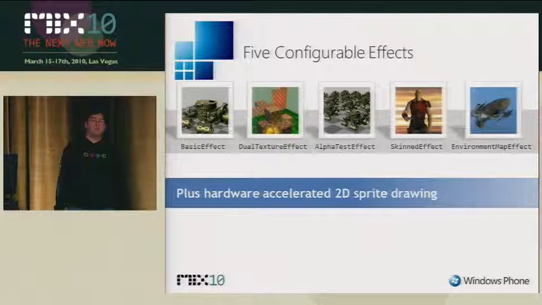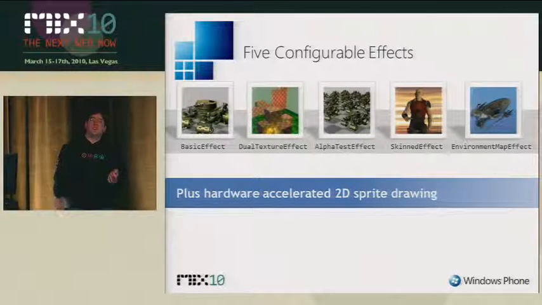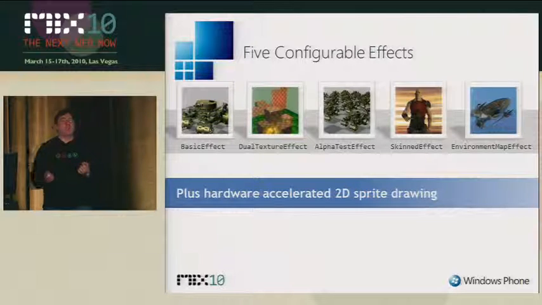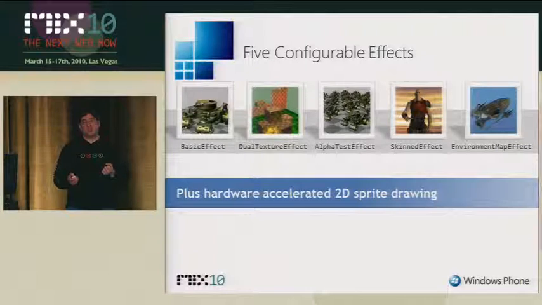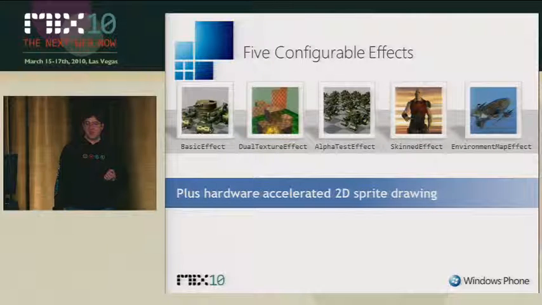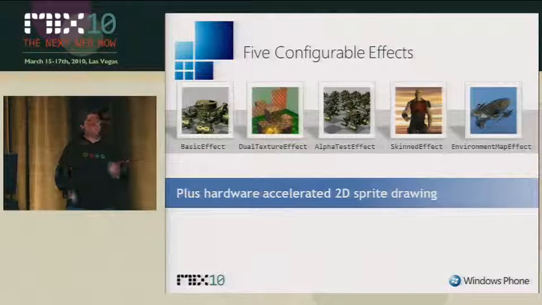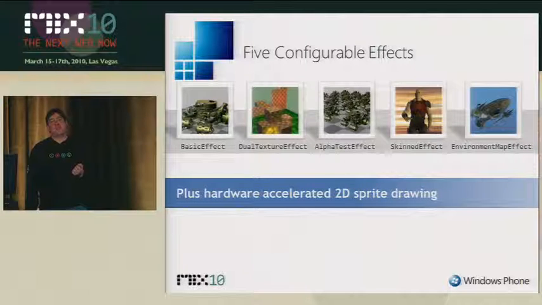In XNA Game Studio 4.0, we have a palette of 5 built-in effects, which have a number of different options to configure them. So you should think of this as like your painter's palette for creating great-looking graphics in games. These are the 5 guys you're going to use to draw everything to the screen. And I'm going to go through them all and show you what they can do and some of the different options you get to configure them. We also have hardware-accelerated 2D sprite drawing via the SpriteBatch class that can do scaling, alpha blending, rotating, all the kind of obvious 2D stuff. But I'm going to concentrate on the 3D shaders here.